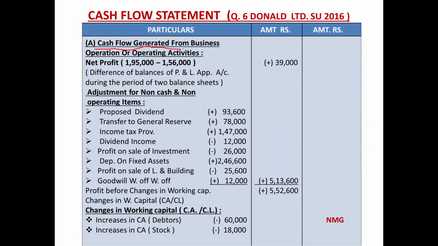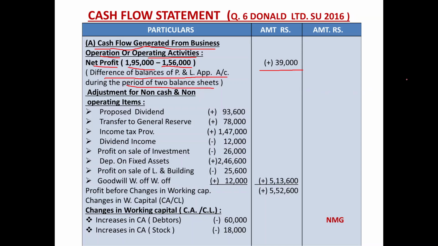A, cash flow generated from business operation or operating activities. Net profit: difference of balances of profit and loss appropriation account during the period of two balance sheets. As we saw in the balance sheet, current year's balance 1,95,000, last year's balance 1,56,000. That gives the profit of the year 39,000. Nothing is new. Almost we did it in all our previous questions.